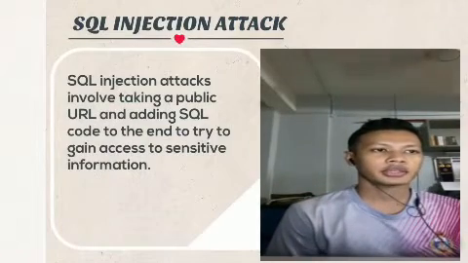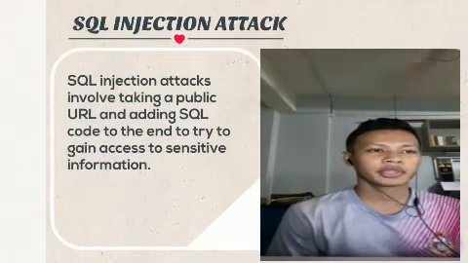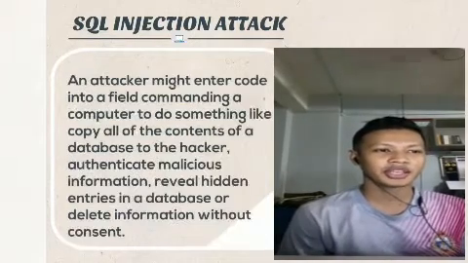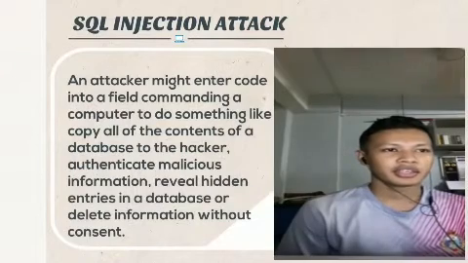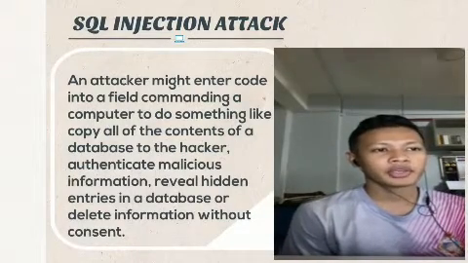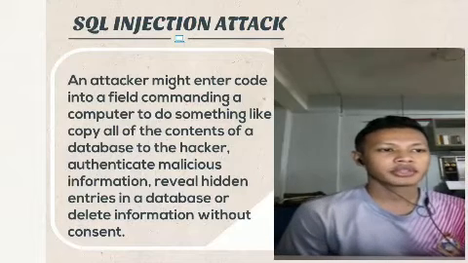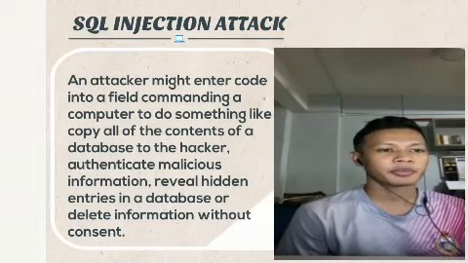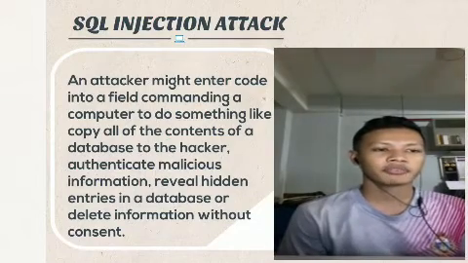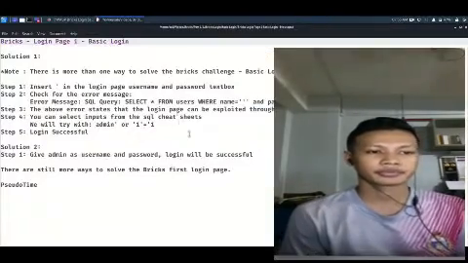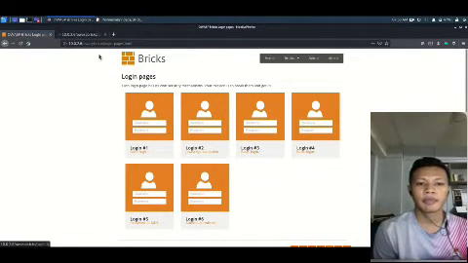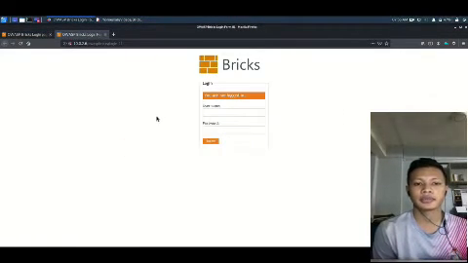SQL injection attack. An SQL injection attack involves taking a public URL and adding SQL code to the end to try to gain access. An attacker might enter code into a field commanding a computer to do something like copy all of the contents of a database to the hacker, reveal hidden entries in a database, or delete information without consent. So, this is an example of an input validation attack.